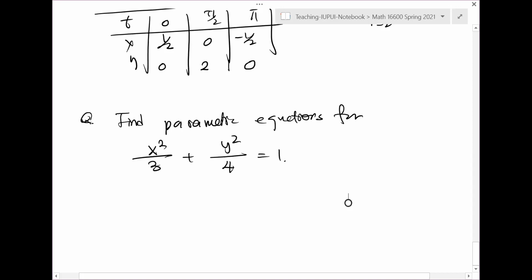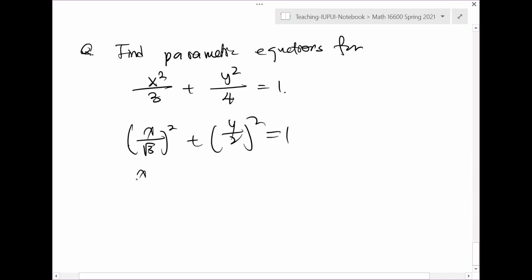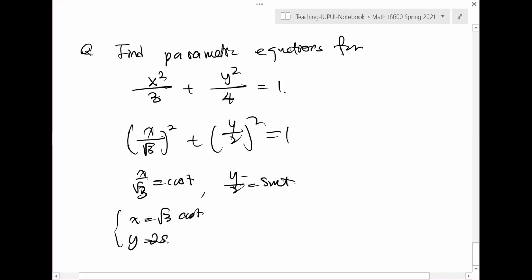So again, this can be written in the form x over square root of 3, squared, plus y over 2, squared, equals 1. So x over square root of 3 should equal cosine t, and y over 2 equals sine t. Okay. Then x is square root of 3 cosine t, y equals 2 sine t. Okay. T, well, if you just want to complete the ellipse, then t is between 0 and 2 pi.